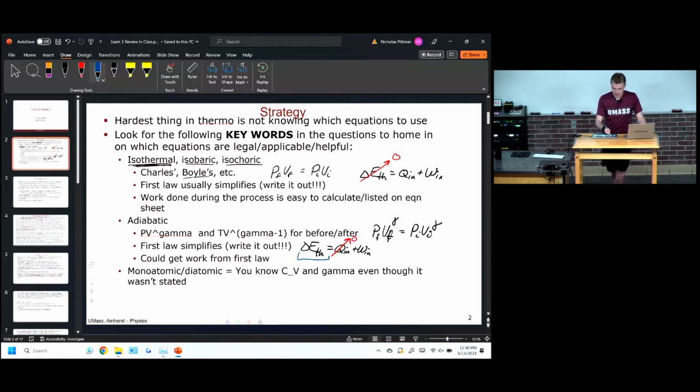Okay, another thing is that whenever a gas is told to you to be monatomic or diatomic, sometimes they'll tell you like oxygen gas, and you know it's diatomic. I'll tell you on every problem. You know CV is either 3/2 R or 5/2 R, and gamma in that PV to the gamma equation is either 5/3 or 7/5 or something like that. So you actually know those values if the question ever tells you a gas is diatomic or monatomic, even though the question doesn't list them explicitly.